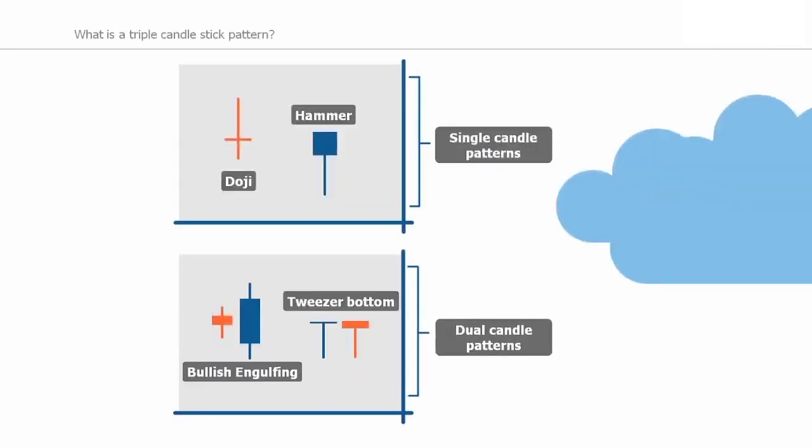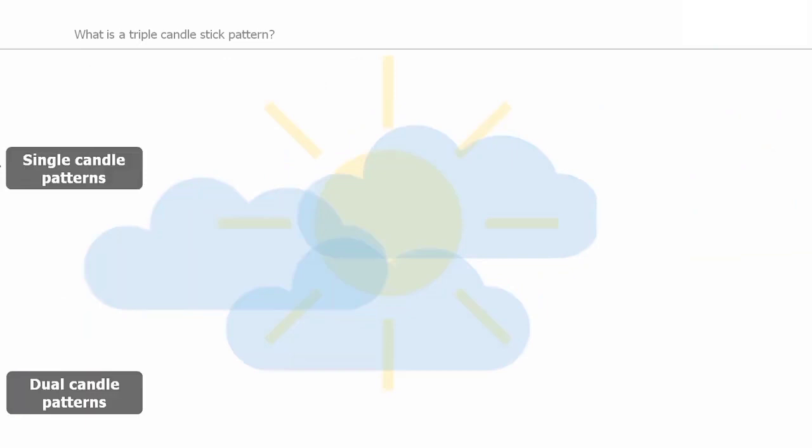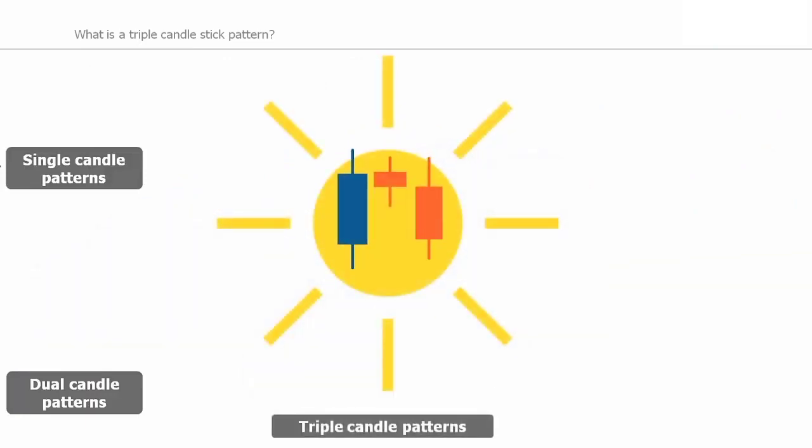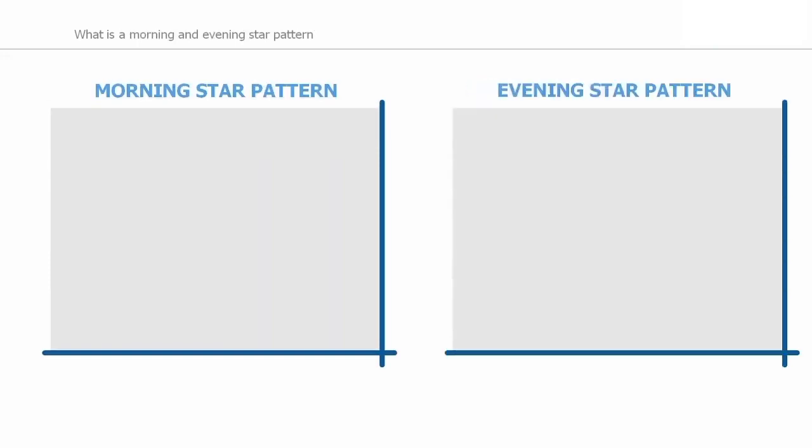In previous lessons we have looked at single and dual candlestick patterns. In the following lesson, we move beyond the scope of these candlestick patterns into more complex candlestick formations. Let us take a look at some triple candlestick patterns and where to look for them on a price chart. The first triple candlestick patterns we will look at are the morning and evening star.